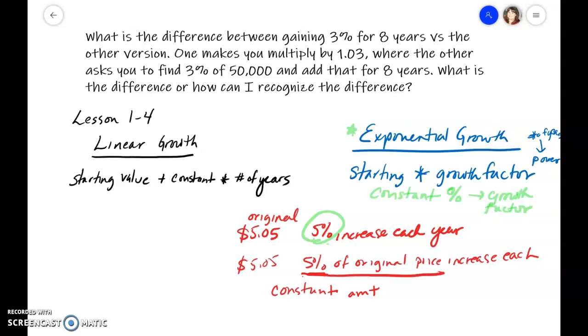It doesn't change. 5% each year is going to change because the 5% is calculated on year 1. Then the 5% is calculated on whatever the price is on year 2, and then on year 3. So you're changing that amount each year. It's the same percentage, but each year you get a different amount. It keeps getting higher. Whereas if you say 5% of the original price, then that's a constant amount, and that would be linear growth.